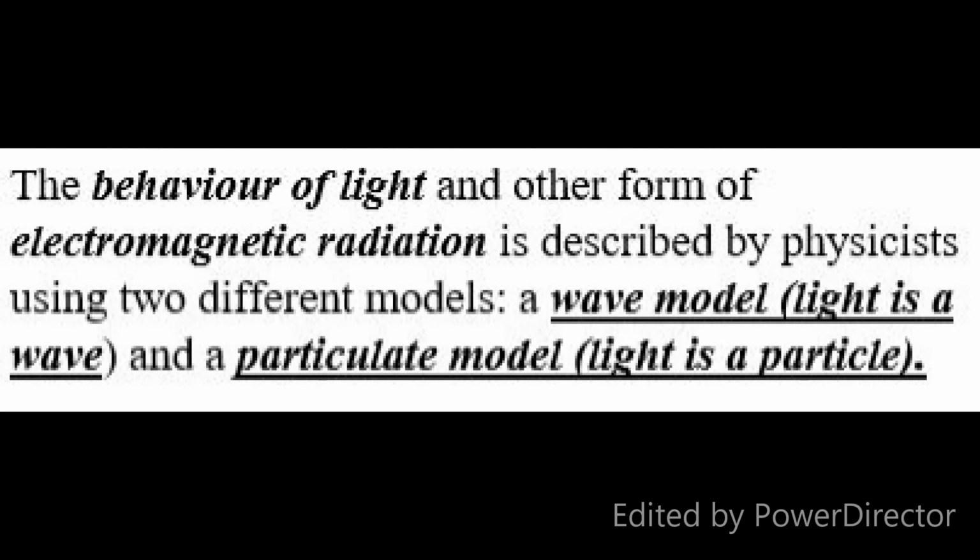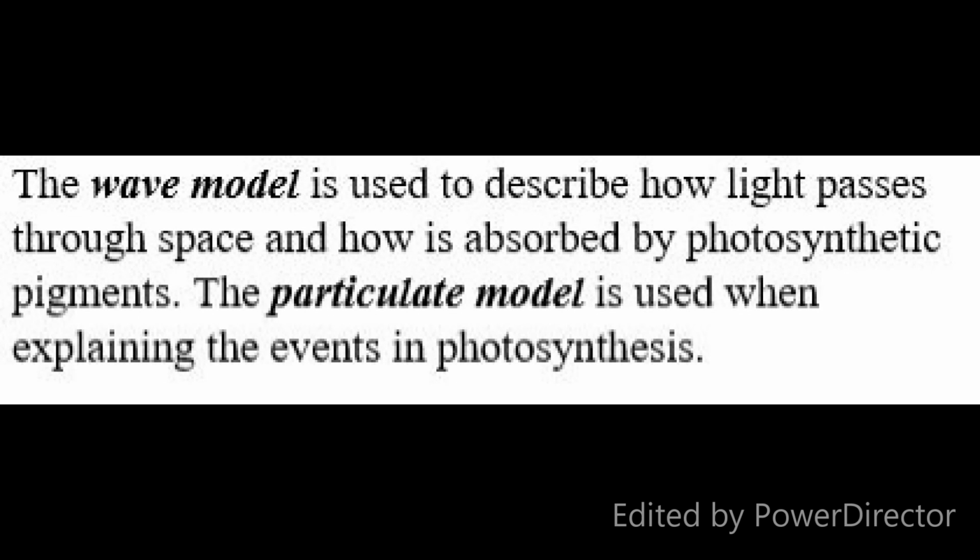The behavior of light and other forms of electromagnetic radiation is described by physicists using two different models. A wave model, where light is treated as a wave, and a particulate model, where light behaves as a particle. The wave model is used to describe how light passes through space and how it is absorbed by photosynthetic pigments. The particulate model is used when explaining the events in photosynthesis.